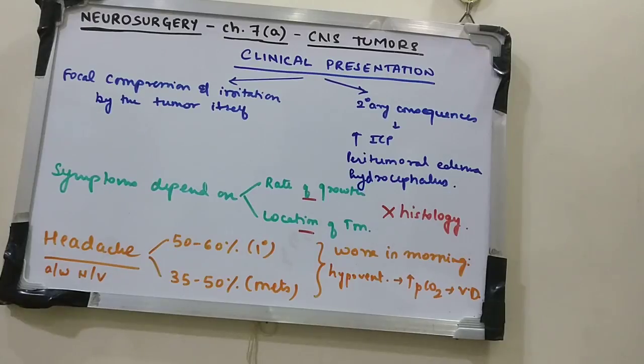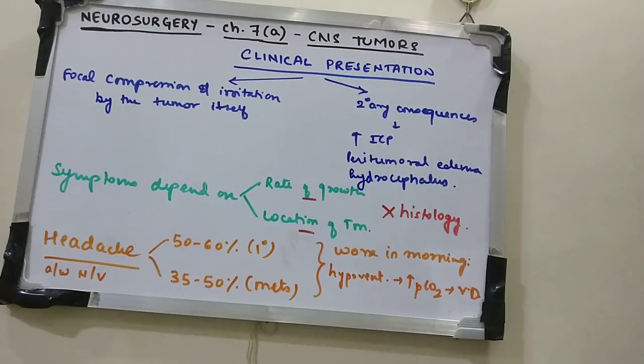The characteristic of this headache is that it is classically described as being worse in the morning. There's a reason for that. Because of hypoventilation during sleep, there is going to be elevation of PCO2. Your parasympathetic system is stimulated when you're sleeping, there will be hypoventilation, PCO2 increases, and this will cause cerebral vasodilation, which will cause headache.